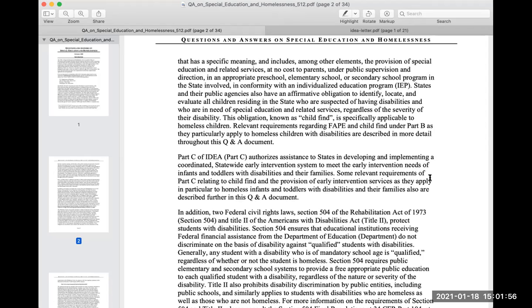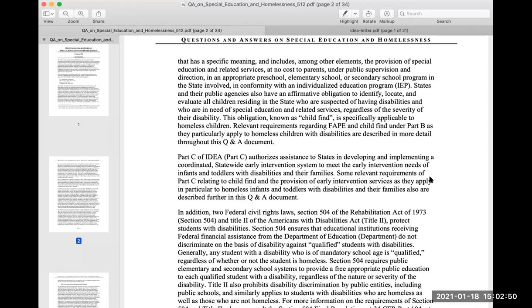For more information on the requirements of Section 504 and Title II, please consult the Section 504 final regulations at 34 CFR Part 104 at http://www.access.gpo.gov/NARA/CFR/WAISIDX_07/34CFR1007.html and the Title II regulations at http://www.access.gpo.gov/NARA/CFR/WAISIDX_07/28CFR35_07.html.